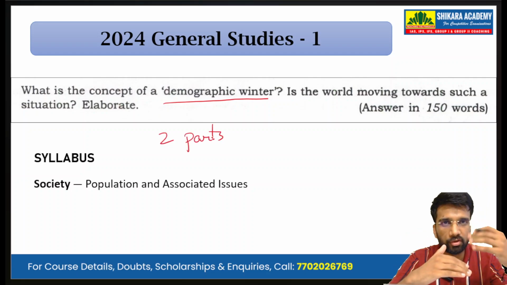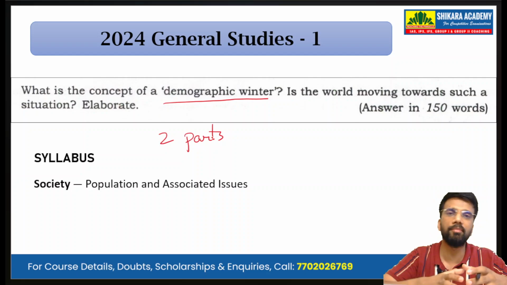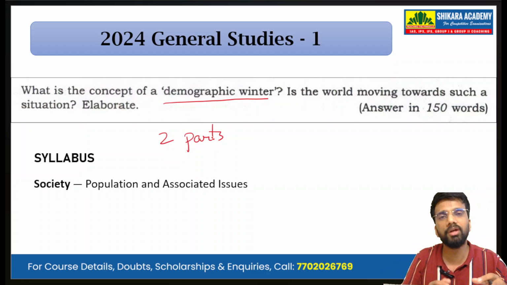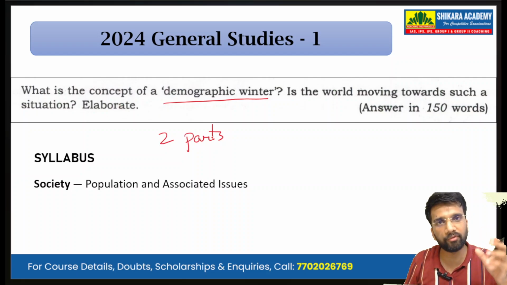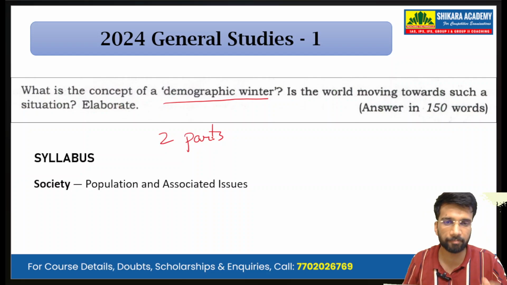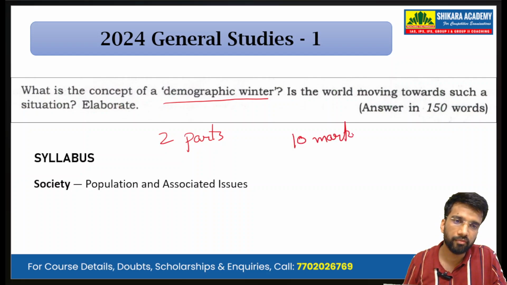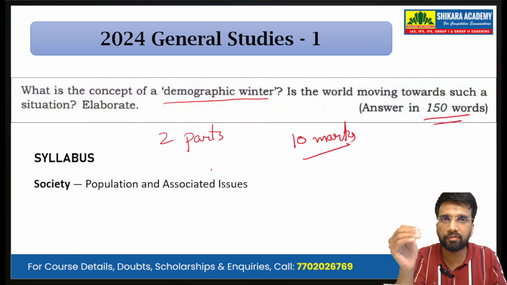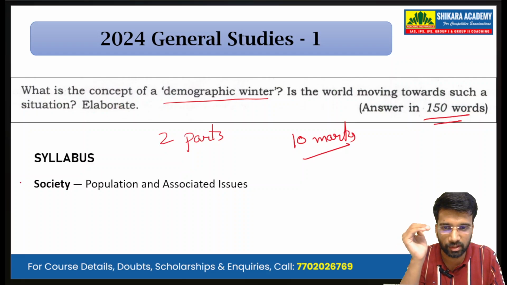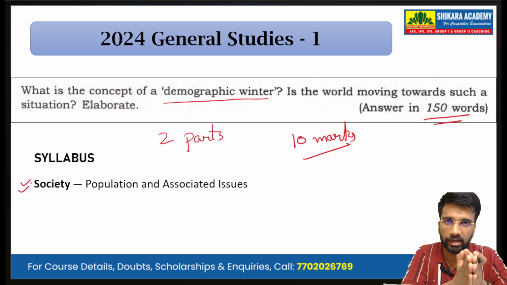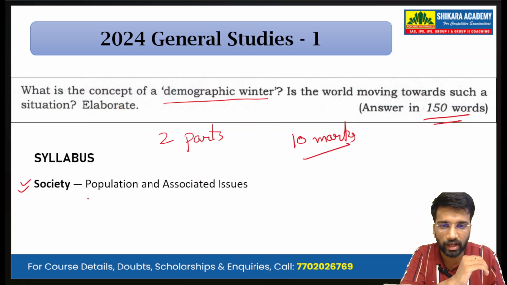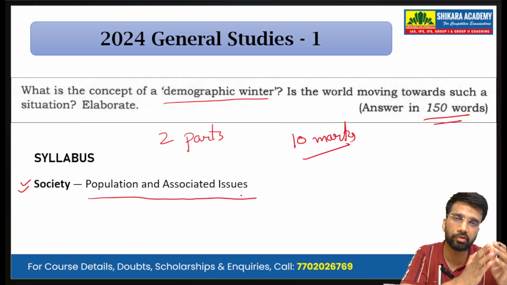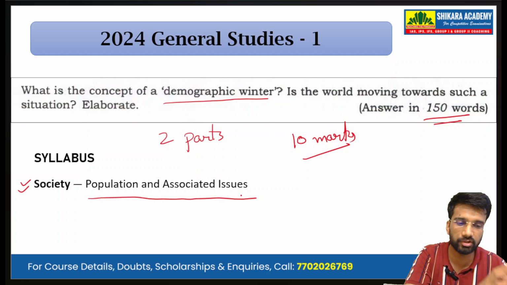It is asking what is the concept of demographic winter, and is the world moving towards it, or are we seeing the demographic winter in today's contemporary world? Now, this particular question is of 10 marks, which needs to be answered in 150 words. Mapping it with the syllabus, you can see it has come from the society topic, population and associated issues.